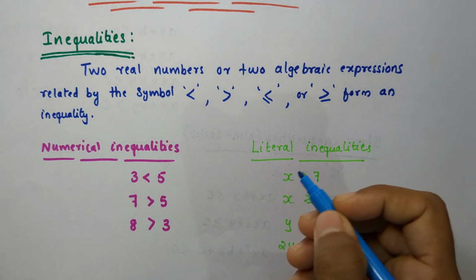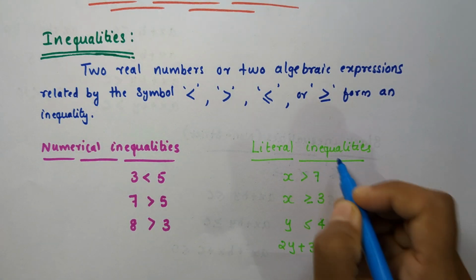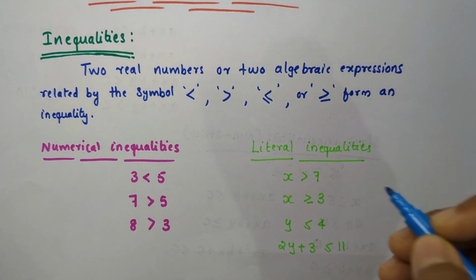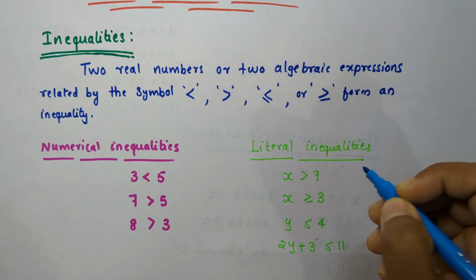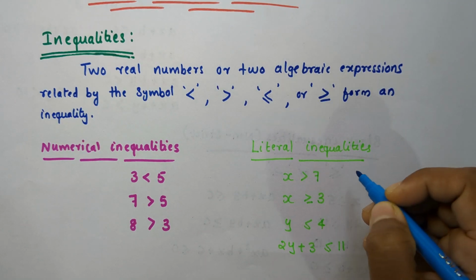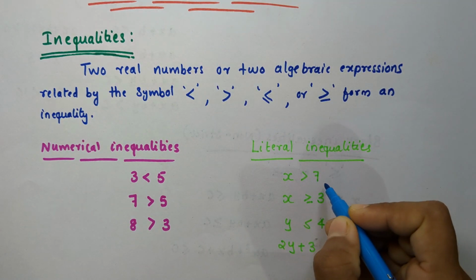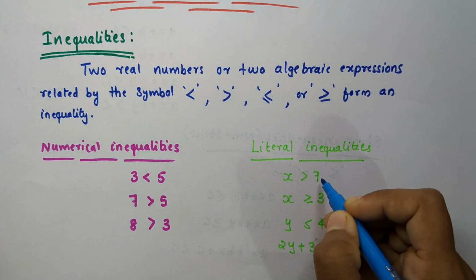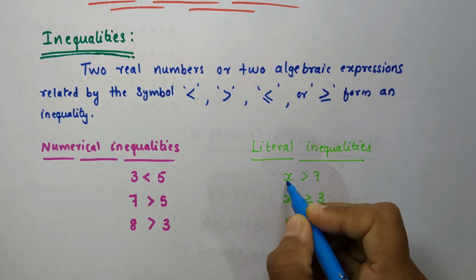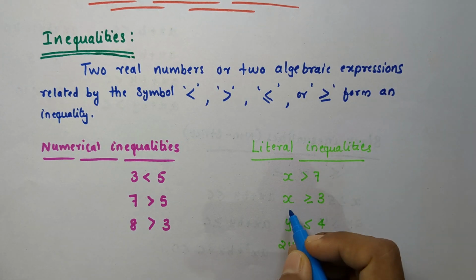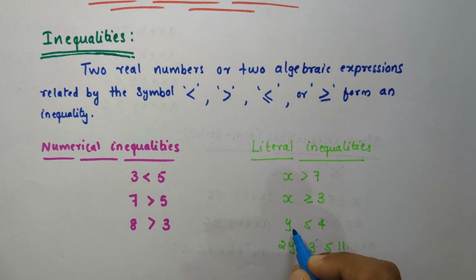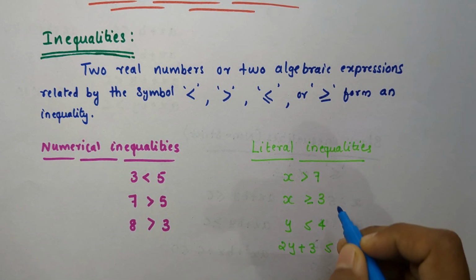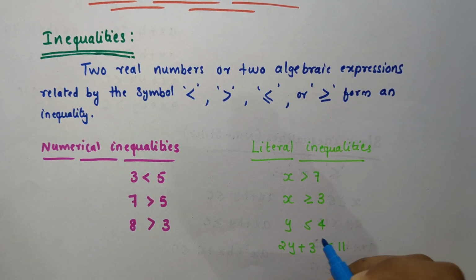Okay, the next kind of inequality is literal inequalities. Literal inequalities are the inequalities that contain variables or letters along with numbers. For example, x greater than 7 is a literal inequality, because along with the number 7, there is a variable or a letter x here. Other examples are x greater than or equal to 3, y less than or equal to 4, 2y plus 3 less than or equal to 11. All these are examples of literal inequalities.